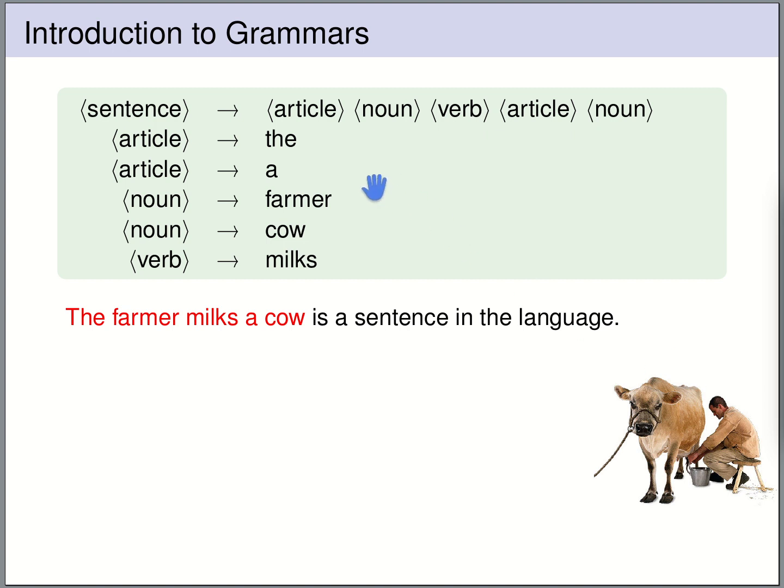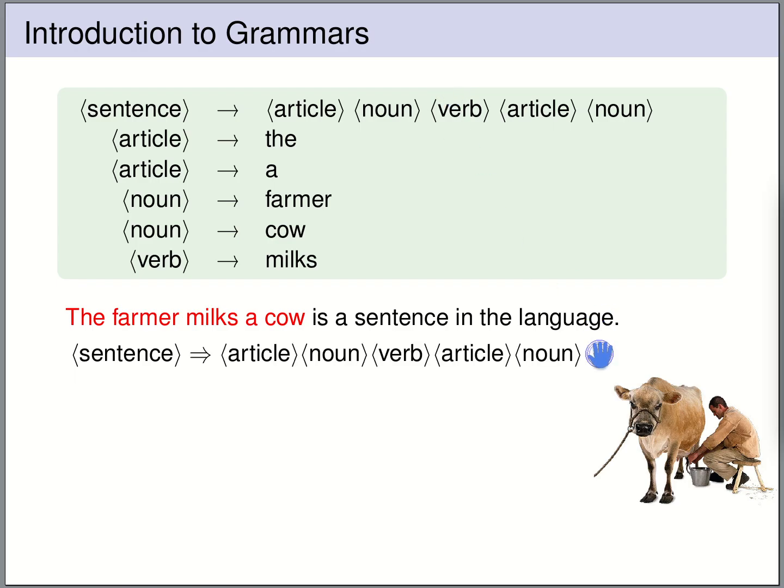We now want to use the grammar in order to derive this sentence. The farmer milks a cow. So we start with the start variable sentence and we apply our grammar rules. Currently there's only one rule that we can apply here. The first rule, so we replace sentence by article, noun, verb, article, noun. That's our first production step.